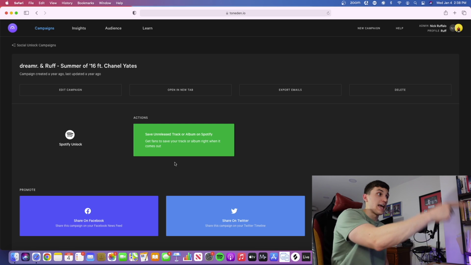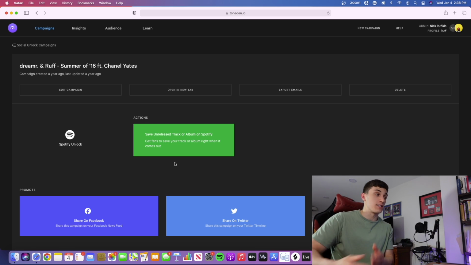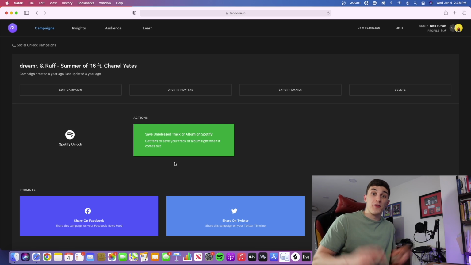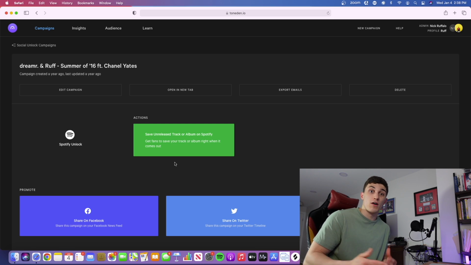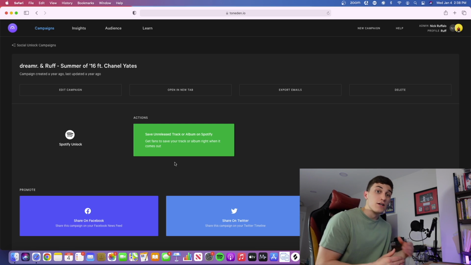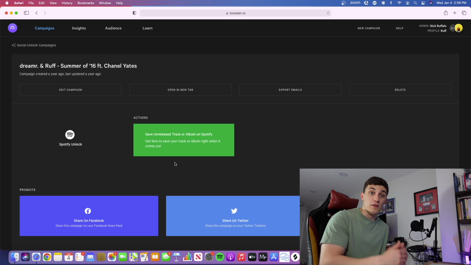So in this case, the action is pre-save the song on Spotify, and then the reward, or what they're unlocking, is access to a private SoundCloud link of your song that they could listen to the full song before it's released on Spotify. So essentially you're trading them the full song early in exchange for a pre-save.